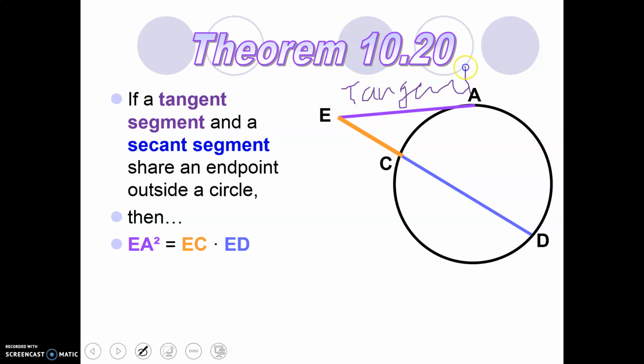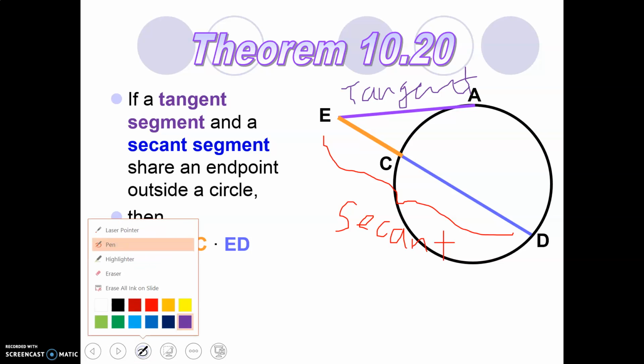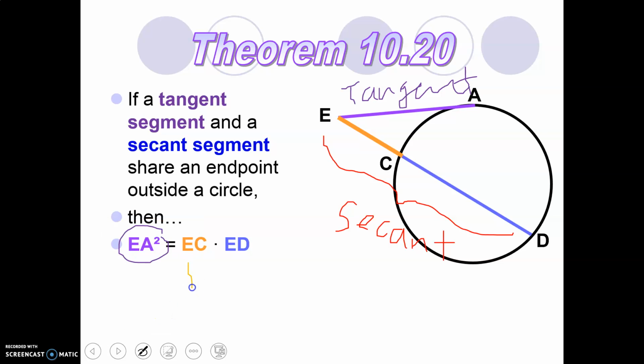Here's our tangent segment. And then you have your secant segment over here. So you've got tangent, secant in this scenario. All right, and notice the colors here, and notice that now you're going to square this outside tangent term. Notice you have EA squared. So that tangent portion gets squared, and this secant follows the same rule where you take your outer, or your external, and then you multiply it by this whole here.